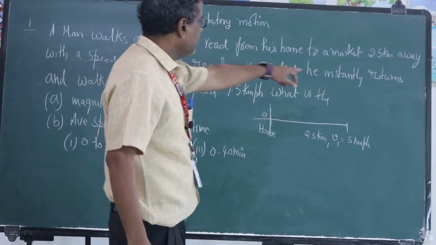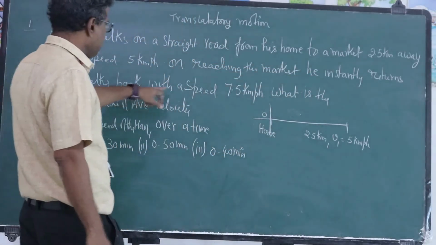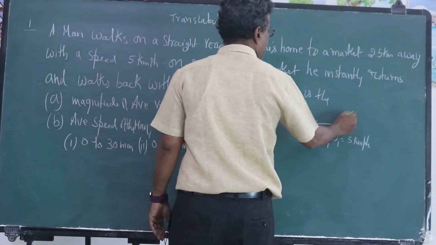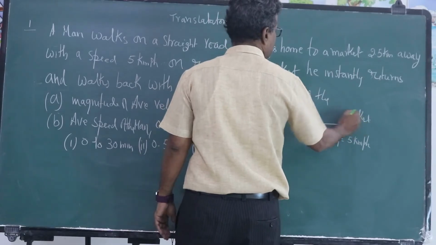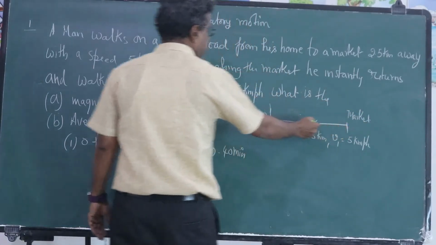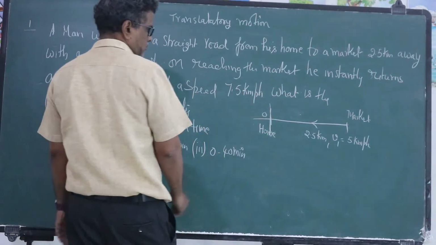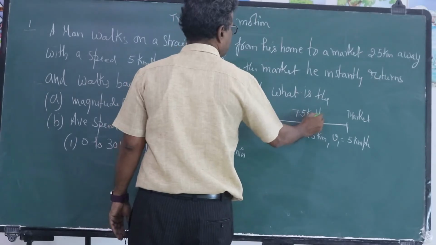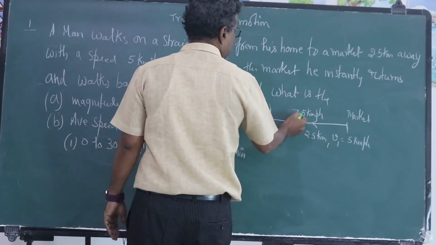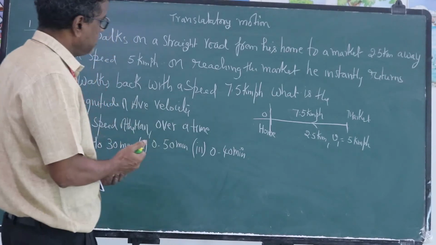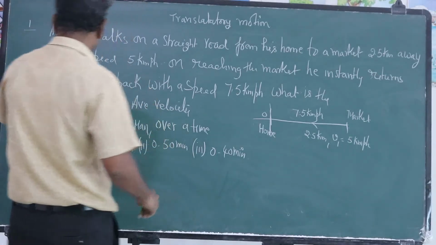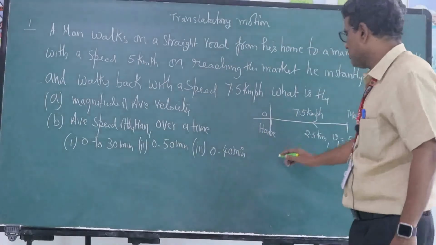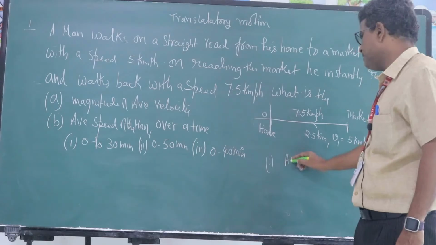On reaching the market, he instantly returns and walks back with a speed of 7.5 kilometers per hour. So after reaching the market, he instantly returns back home with what speed? 7.5 kilometers per hour. The same distance, now the speed increases. So we want the magnitude of average velocity.